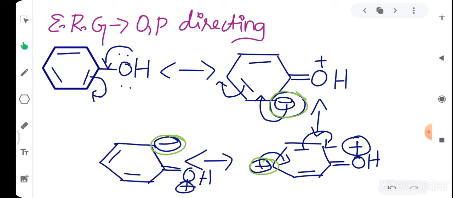Now if it undergoes a substitution reaction, all benzene molecules will undergo electrophilic substitution reaction, not nucleophilic substitution reaction. I have posted a video on this. I'll give the link in the description box. You can check it out.